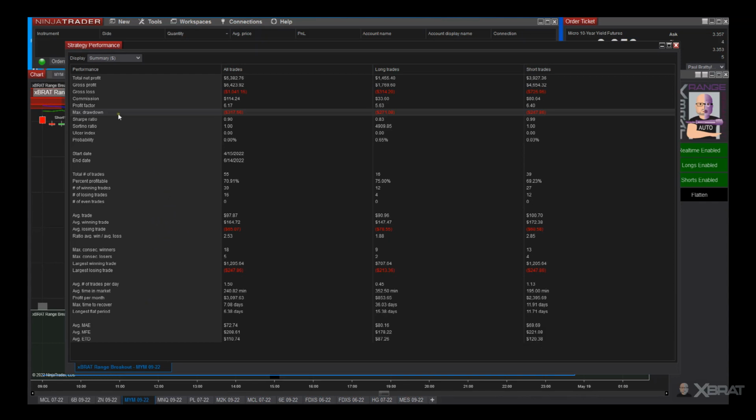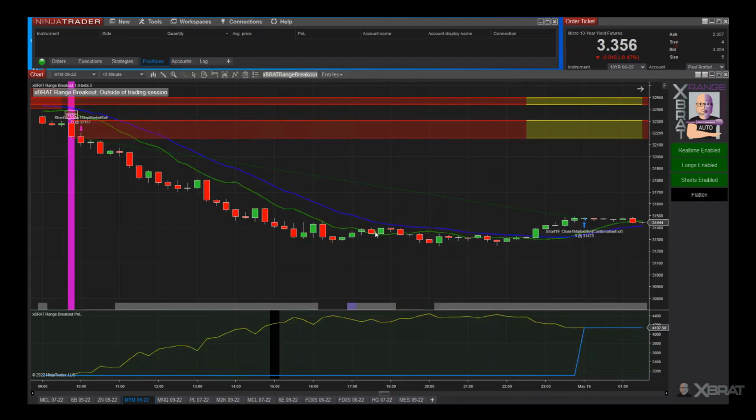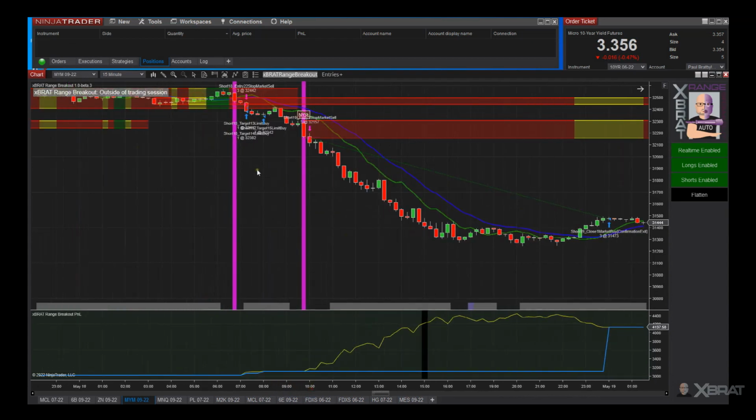So again, it's about the max drawdown, especially for those funded traders. The max drawdown is very important to try and keep as low as possible if you're doing one of these funded challenges. The percentage profitable is very, very good here, and it's these max consecutive winners and losers. Largest winning trade $1,200, largest losing trade $247. So it's trying to keep that balance when I'm optimizing to get that type of strategy that's going to benefit everybody. And so again, this is MYM with the range breakout automated.